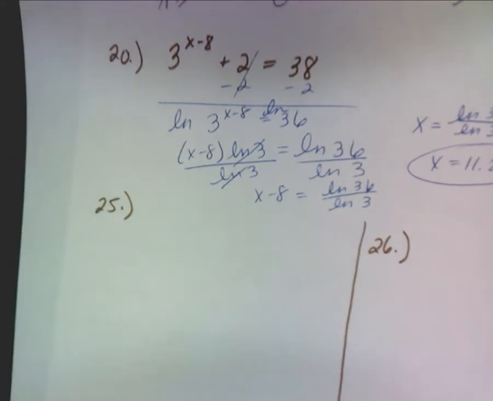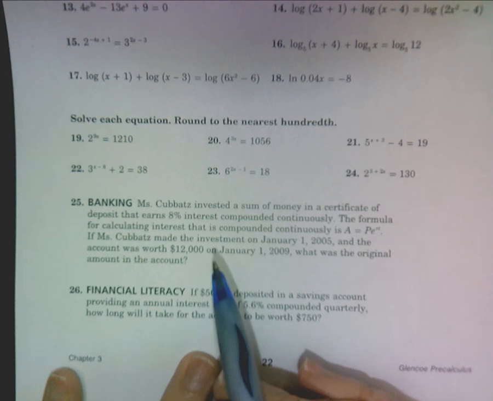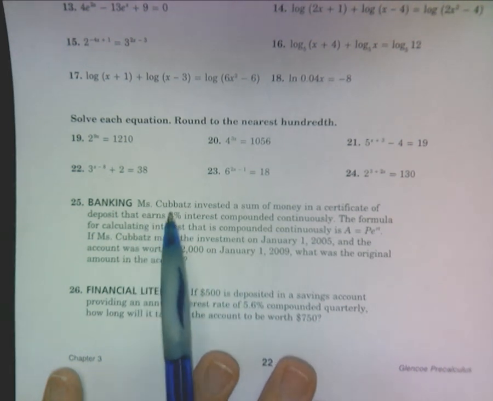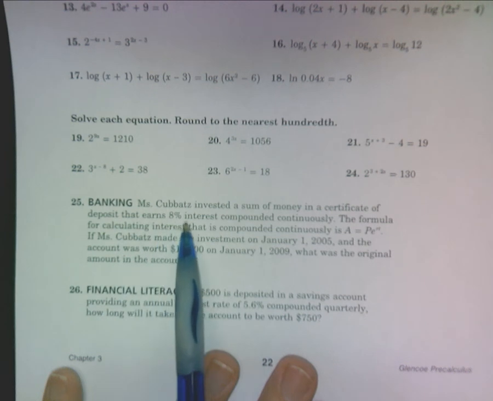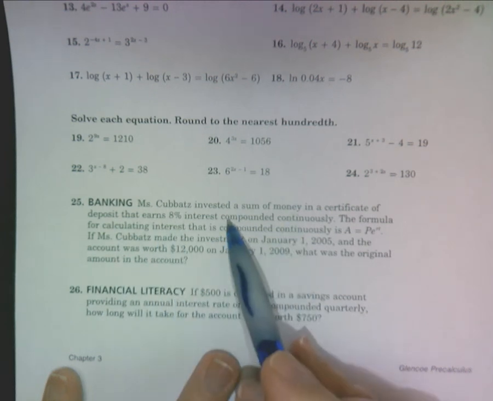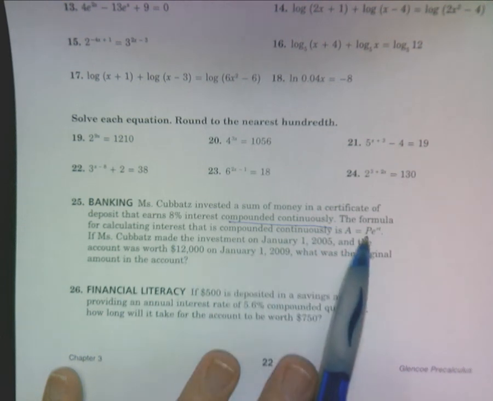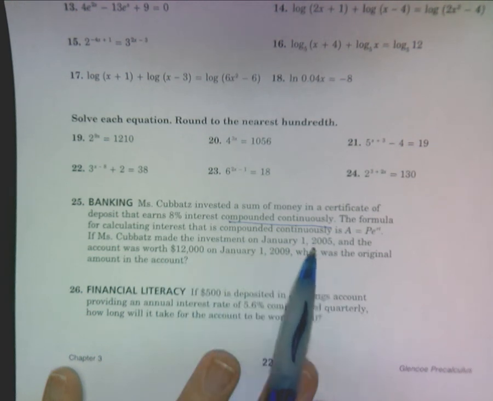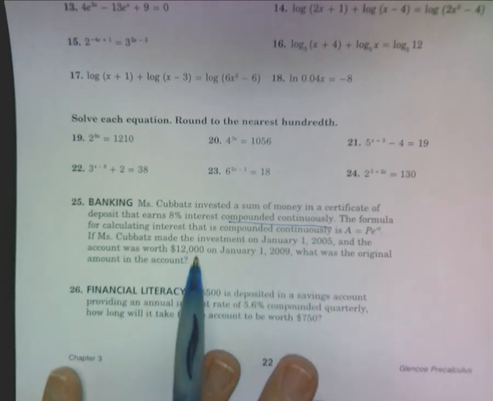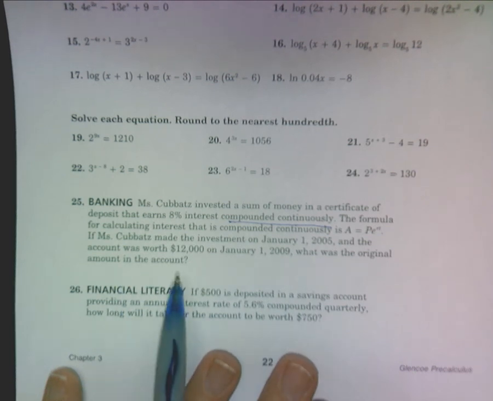Okay, last two, 25 and 26. So I have the word problem right here. Miss Cubatz invested a sum of money into a certificate of deposit that earns 8% interest compounded continuously. The formula for calculating interest compounded continuously is A equals Pe to the rt. If she made an investment on January 1st of 2005 and the account was worth $12,000 on January 1st, 2009, what was the original amount in the account?